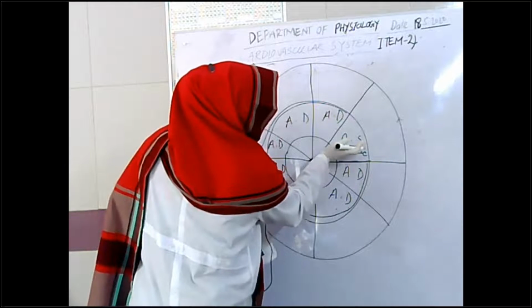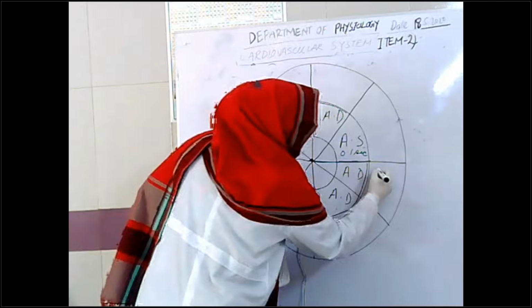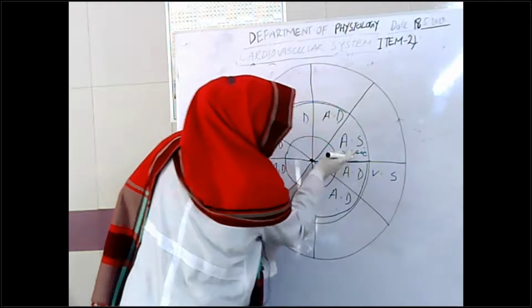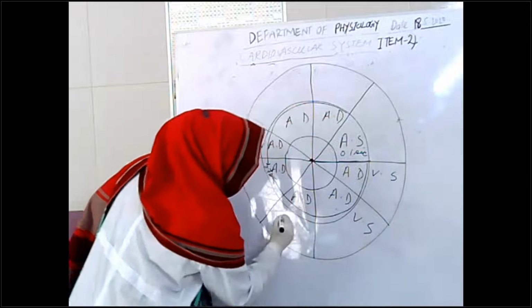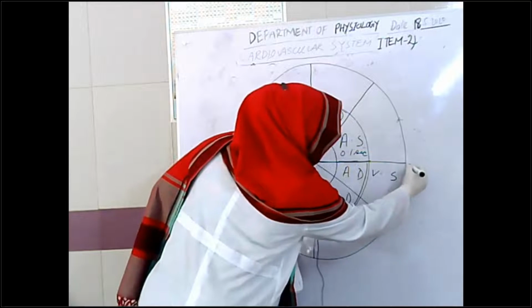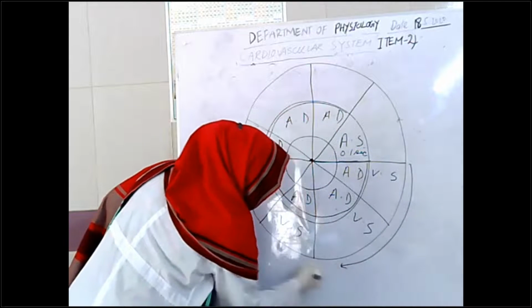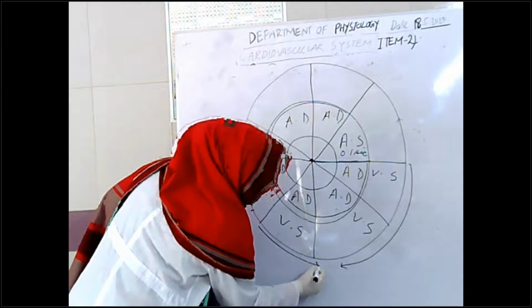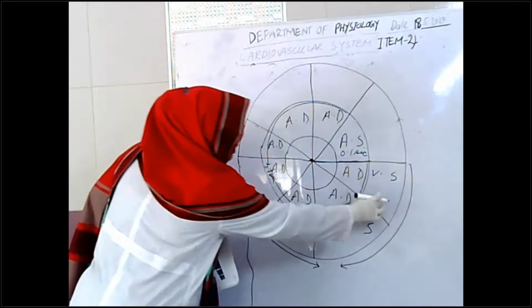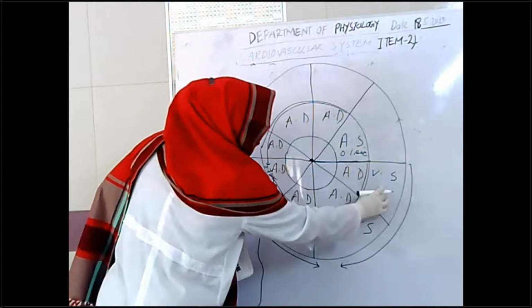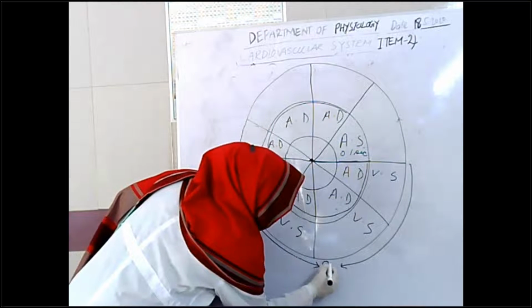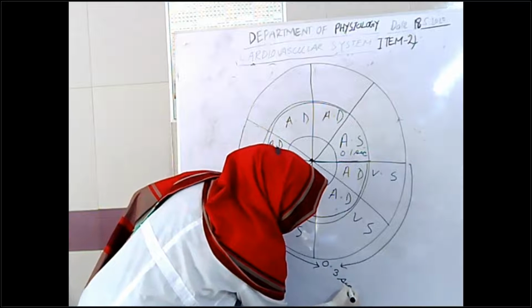Now under atrial systole put here ventricular systole. That is 0.3 second, because we take 3 square areas here, and every area is 0.1 second. So 1, 2, 3, that is 0.3 second.